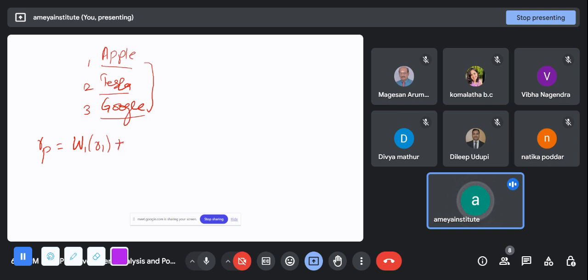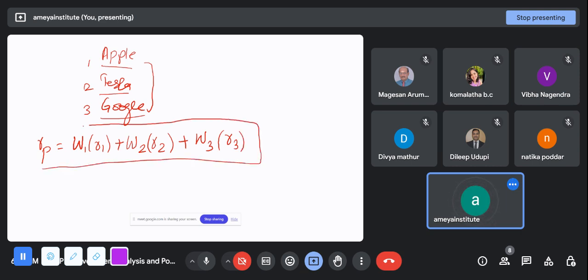What will be the second one? Second is Tesla, so the first asset is over. What will be the second case? Weight of second asset into return of second asset, plus the third one, which is Google. So we can say weight of third asset into return of third asset. Is it clear?